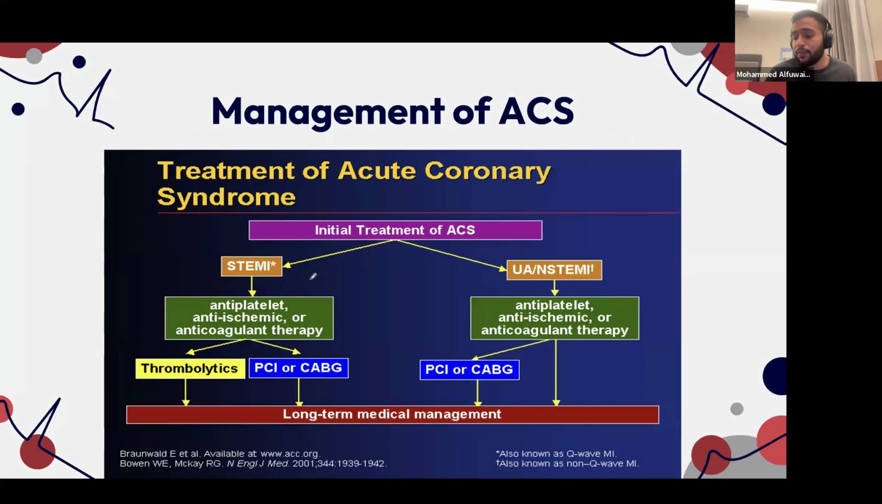Now, in terms of management of acute coronary syndrome, you have multiple options. As I said, in unstable angina and NSTEMI, usually it's 90% occlusion. It's not fully occluded. So here you can start with antiplatelet, anti-ischemic, or anticoagulant therapy. You always start with these drugs. There are also other drugs that you want to start with, and the best way to remember it is MONA. Morphine, oxygen, nitrate, and aspirin.